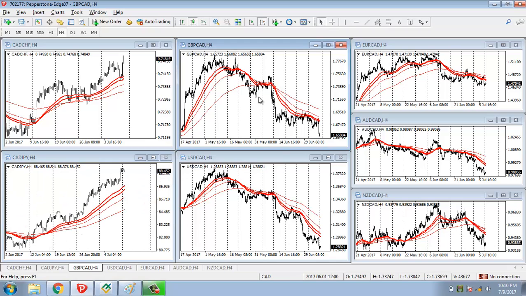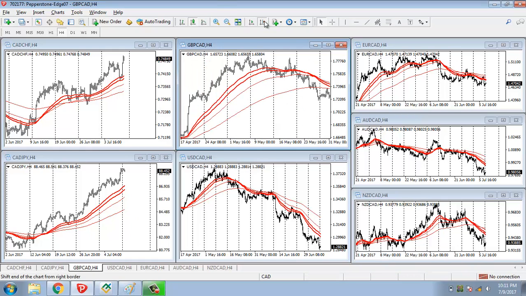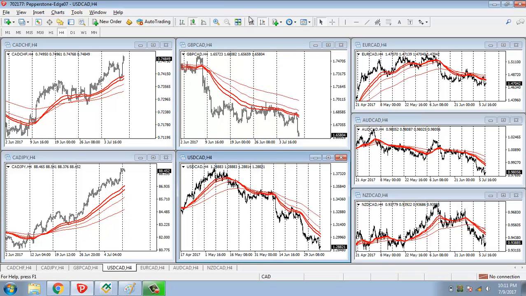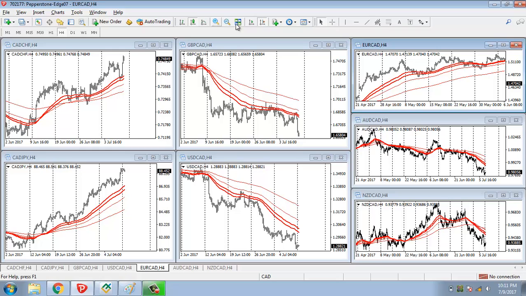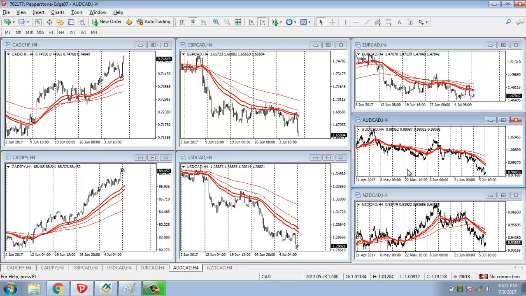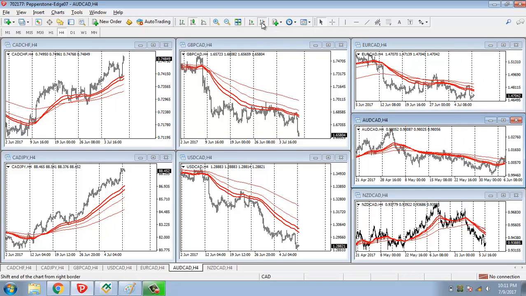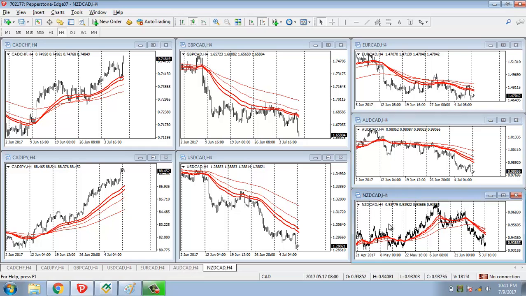Why? Because wherever CAD is the base currency, CAD CHF and CAD yen are going up. Rest all other currencies are dropping. You can see this. It's all dropping. You can see it here. All other CAD pairs are getting weak. It basically means that CAD is also a good currency to be trading in.